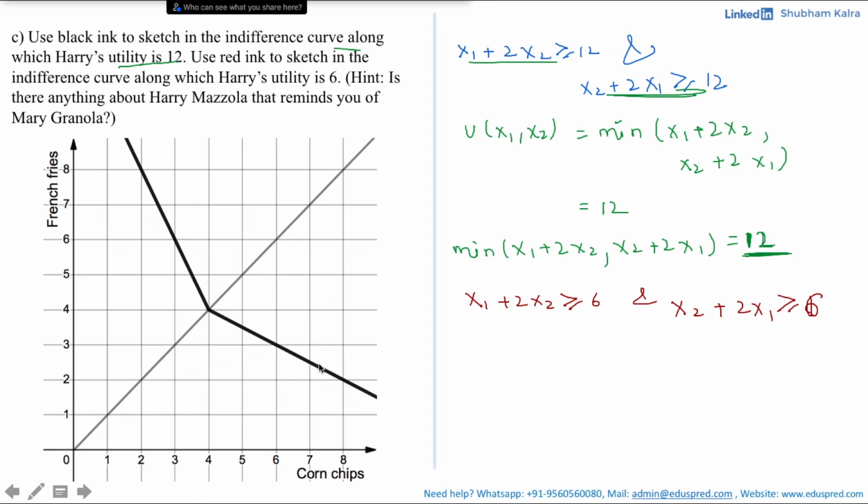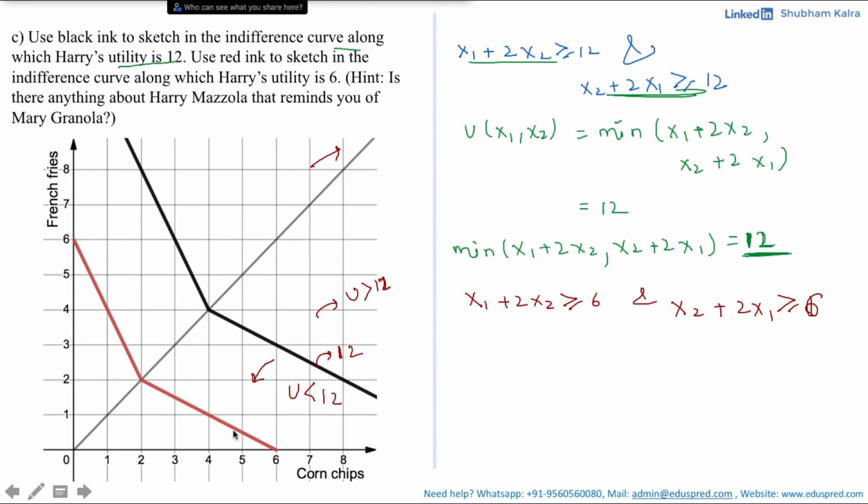Note that this indifference curve is giving you the utility of 12. So if you want the utility to be less than 12, then it would belong to this region that is below the indifference curve. And if you want the utility of more than 12, then it will belong in the upwards direction, because we are considering that this is your preference direction. So the higher the indifference curve, the higher the utility level you are getting. Now we want the utility of 6. So that would lie here. So this red indifference curve shows you all the combinations of corn chips and french fries which give Harry the utility of 6.